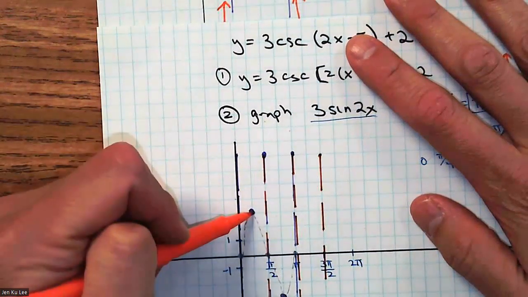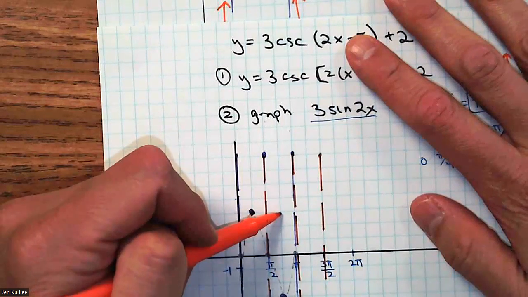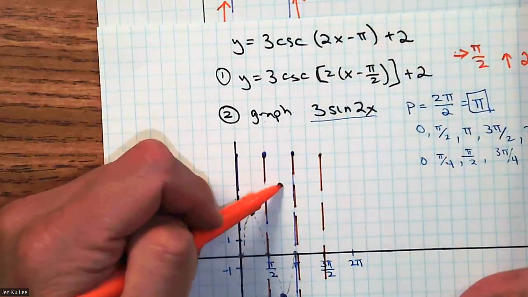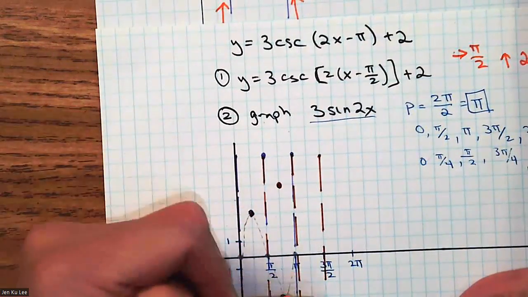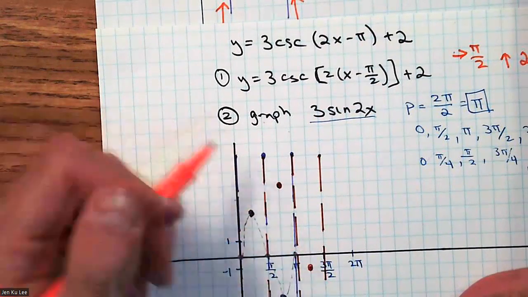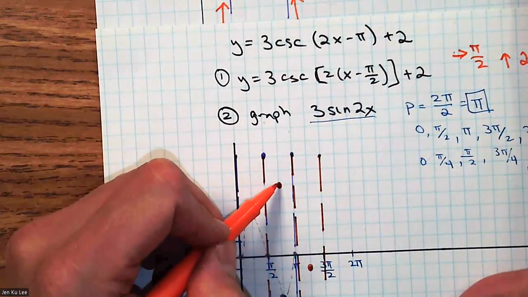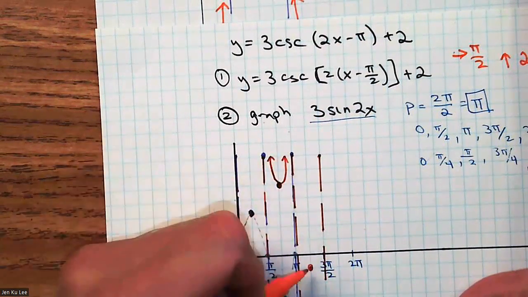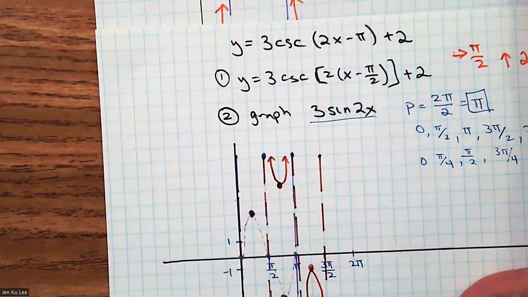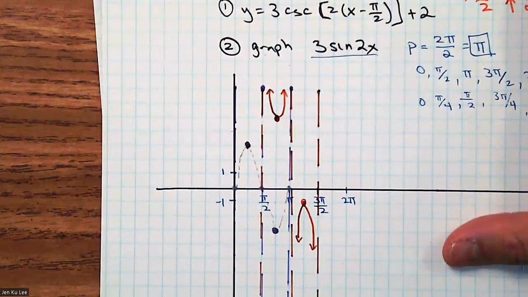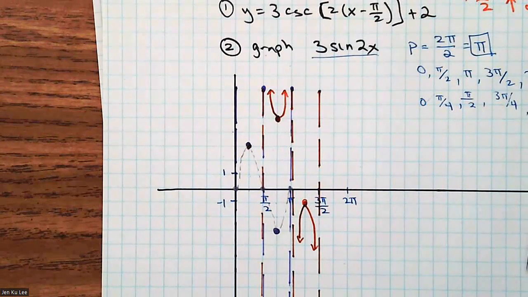And then this point, pi over 2 units to the right, up 2, will be right here. This point, pi over 2 units to the right, up 2, will be right there. Those are my vertices of the parabolas. And all we do is follow that along and draw those parabolas. Cool? Make sense? It's a lot easier than tangent and cotangent, because it's based off of sine and cosine, which you guys already know.